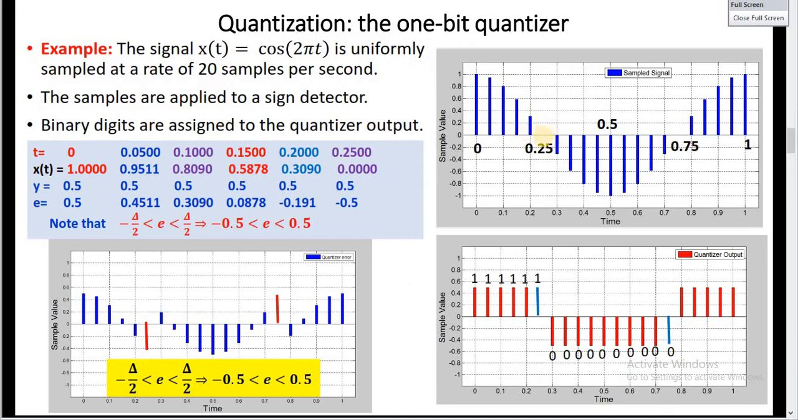Here, this zero was given the value plus 0.5, and this zero was given the value minus 0.5. We can also plot the error, which is the difference between the sample and the quantized value, and this is a plot of the error. As we can see, again, the error varies between plus 0.5 and minus 0.5. The absolute value of the error will never be greater than 0.5, which is delta over 2.